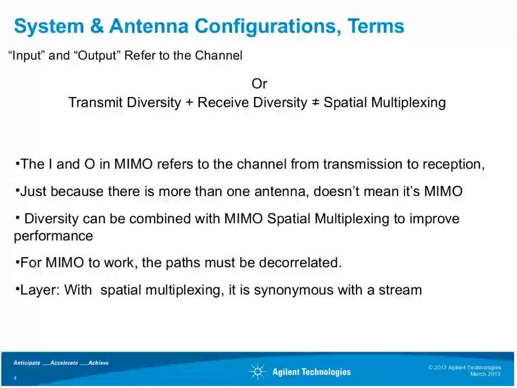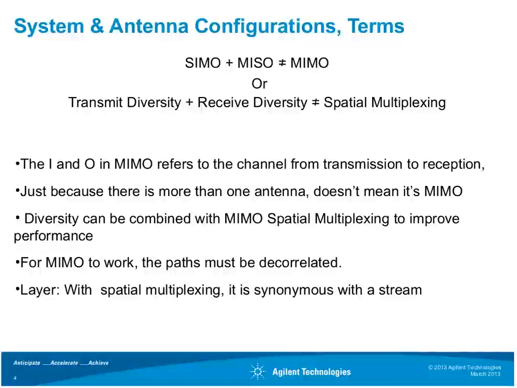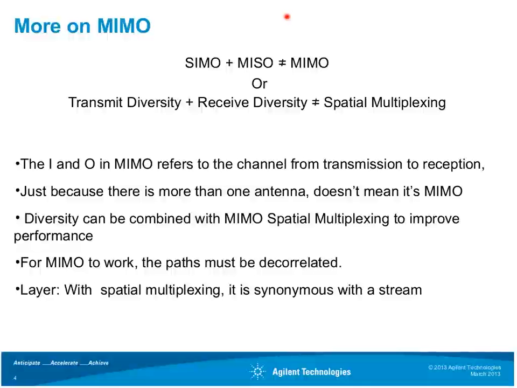Let me do a little bit further explanation in some areas here. So SIMO plus MISO does not equal MIMO. So transmit diversity and receive diversity does not equal spatial multiplexing. The difference is that SIMO and MISO only use a single data stream versus MIMO uses two different data streams. Again, the I and the O refers to the channel. And the diversity can be combined with MIMO spatial multiplexing to improve performance.